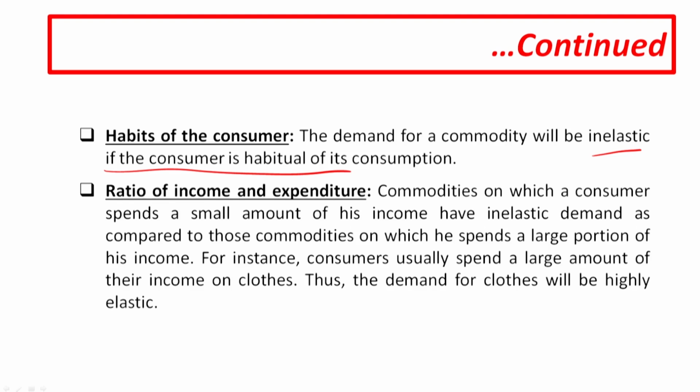Next point is ratio of income and expenditure. Commodities on which a consumer spends a small amount of his income have inelastic demand as compared to those commodities on which he spends a larger portion of his income. For instance, consumers usually spend a large amount of their income on clothes. Thus, demand for clothes will be highly elastic.